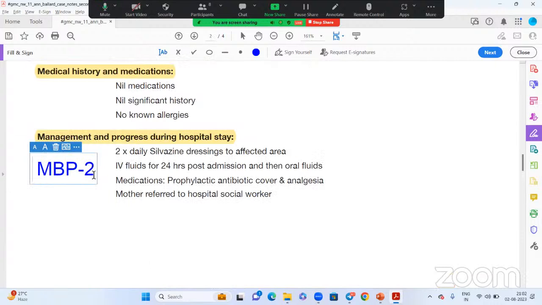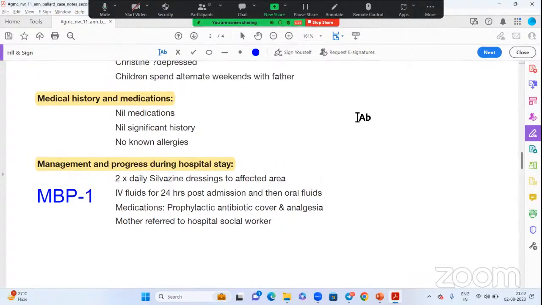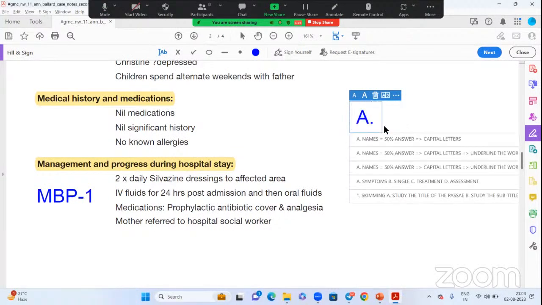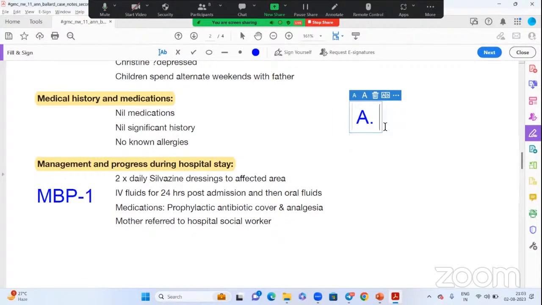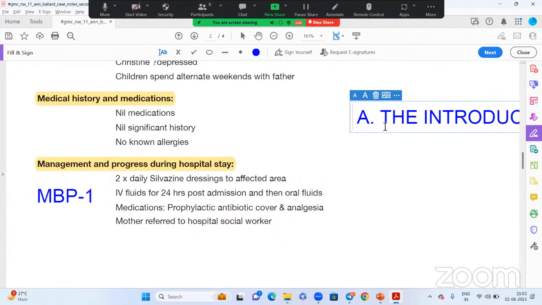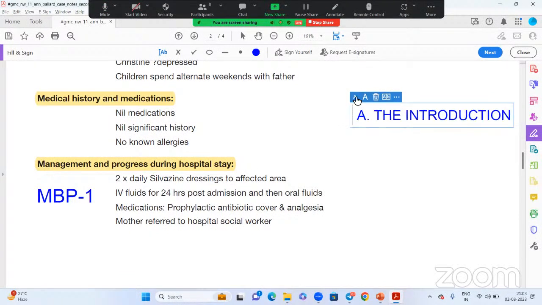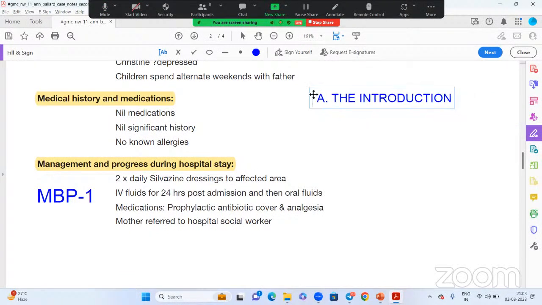So what we'll do is, this one we'll write in body paragraph 1, because the mother is also involved. So first we'll focus on Anne, then next we'll focus on Anne's mother. So what are the paragraphs that we are going to write here? Paragraph A is the introduction.